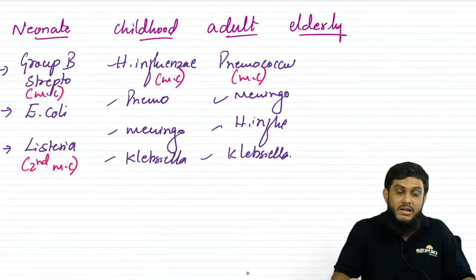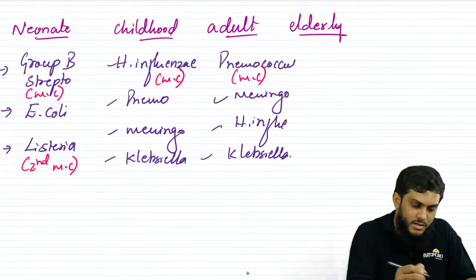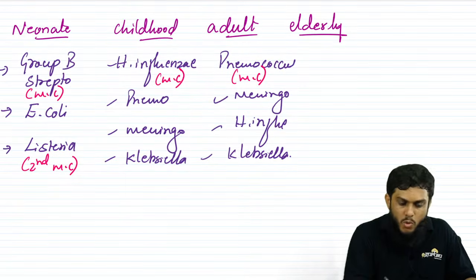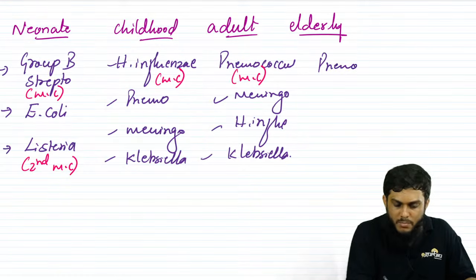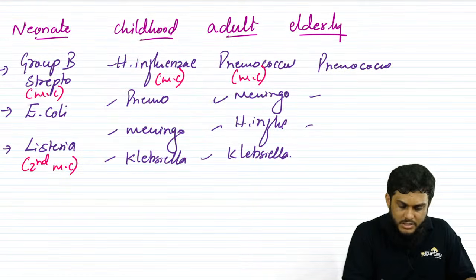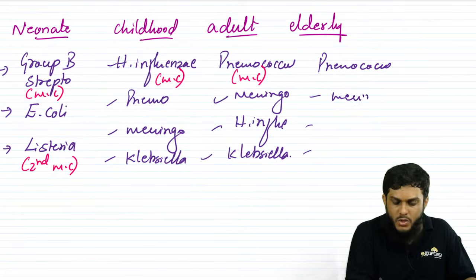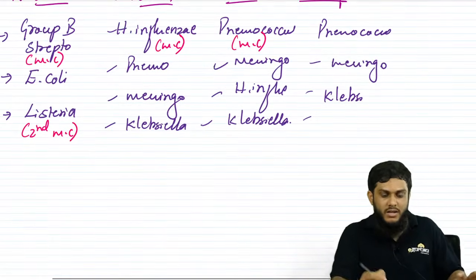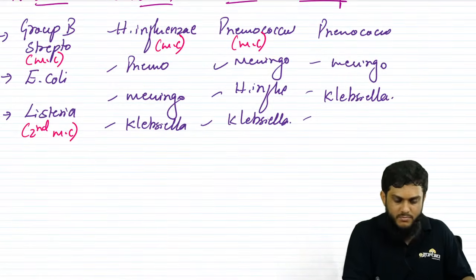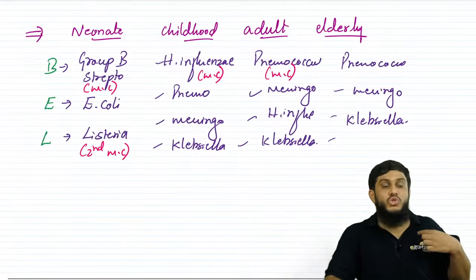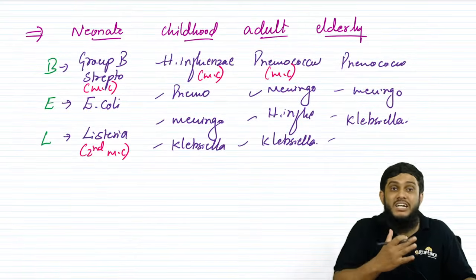Now, when we talk about the elderly, it's the same as adults, there is no change. Pneumococcus remains the most common. And yes, the other organisms like meningococcus and Klebsiella can cause it, but usually we don't see H. influenzae in the elderly. So these are the most common organisms which cause meningitis at different age groups.